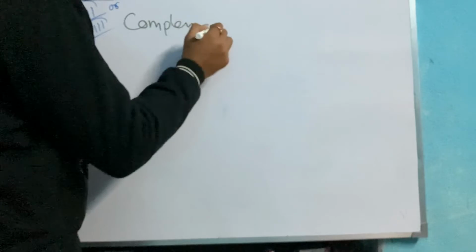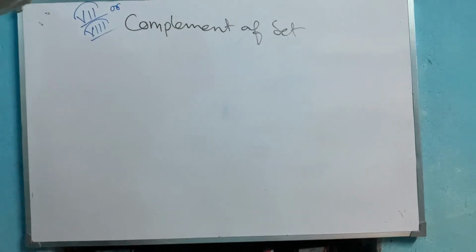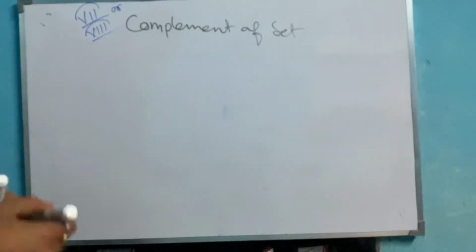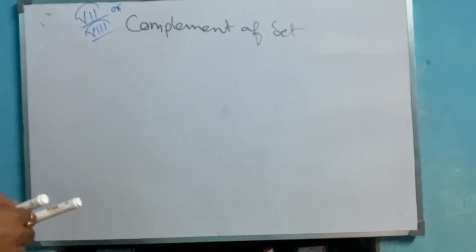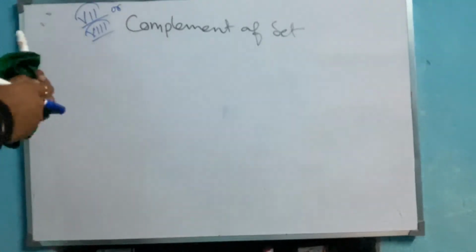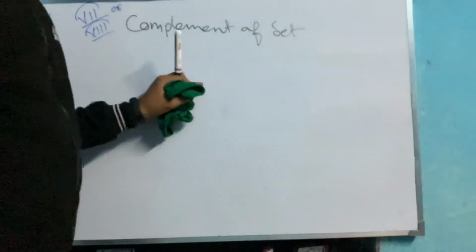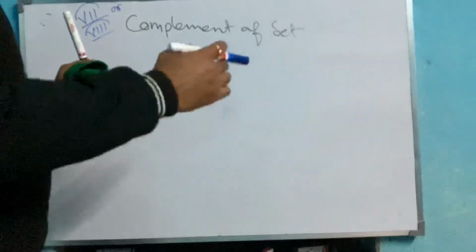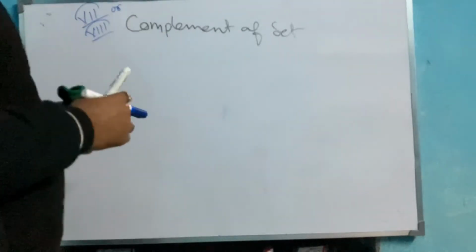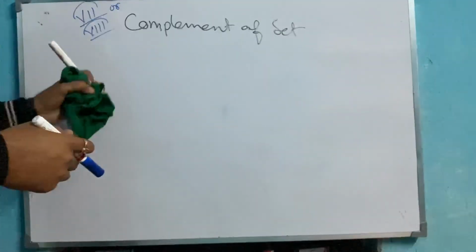Now, complement of a set. What is the complement of a set? If there is a big set with a large number of elements, and you are subtracting from it a smaller one, then this is also a type of difference of sets. There is nothing more than that.